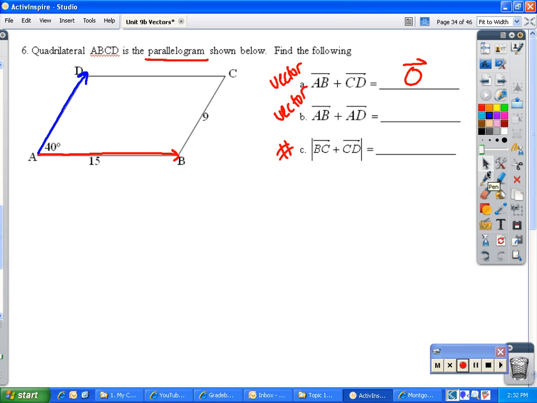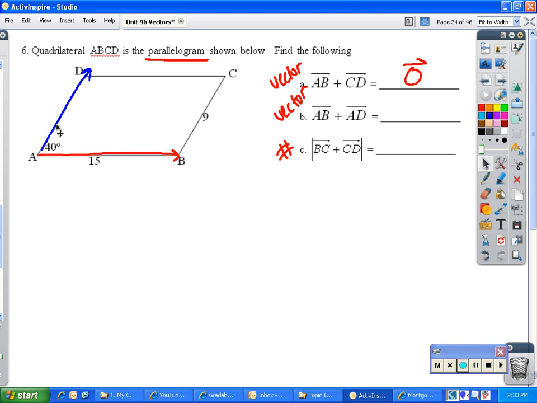Now, why would I even need to do that? A lot of people would just look at this problem and say the answer is BD. It's not BD because we're not allowed to add vectors when they're tail to tail, like these vectors are right here. We need to add vectors when they're head to tail.